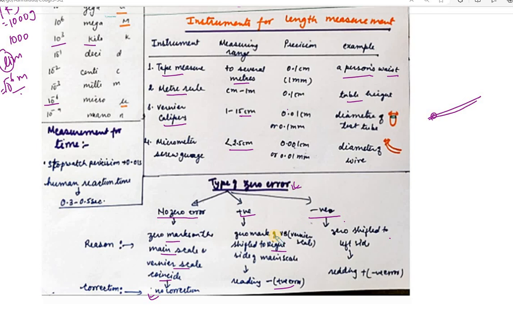For measurement of time, we should use a stopwatch, and its precision will be 0.01 second. The human reaction time is 0.3 to 0.5 second.